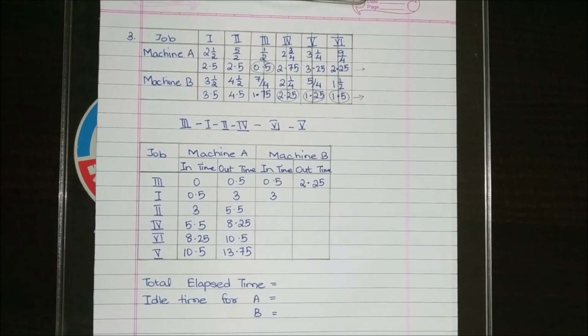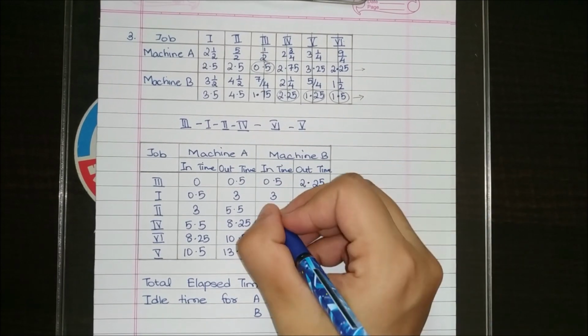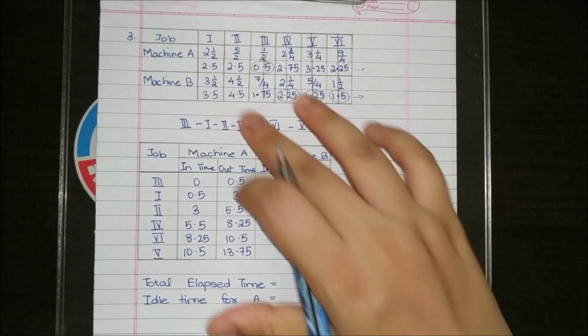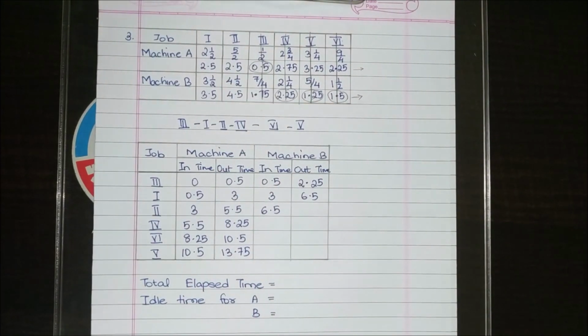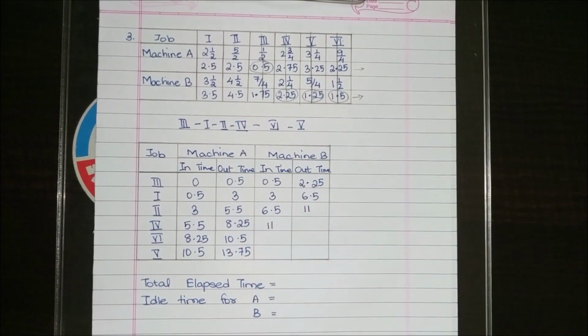Now next 3 plus 3.5 which is 6.5. 5.5 and 6.5 में I will choose 6.5. Second takes 4.5, तो पहले 0.5 ऐड करेंगे तो 7 हो जाएगा. 7 plus 4 is 11. 8.25 और 11 में 11.